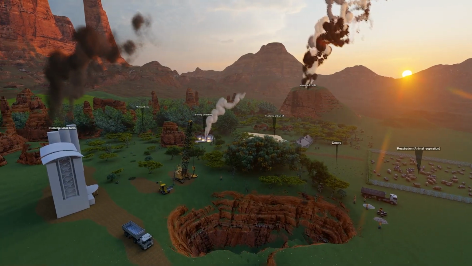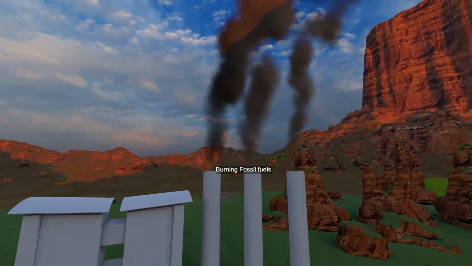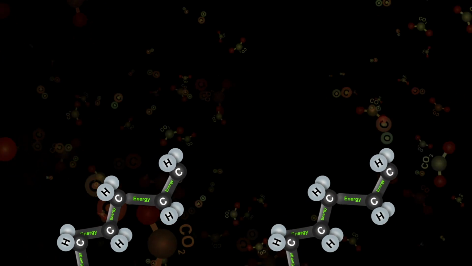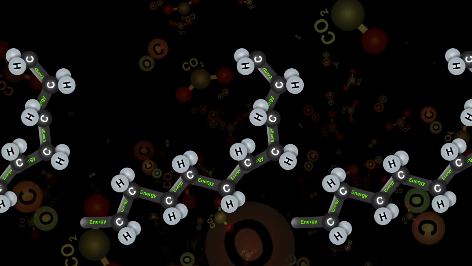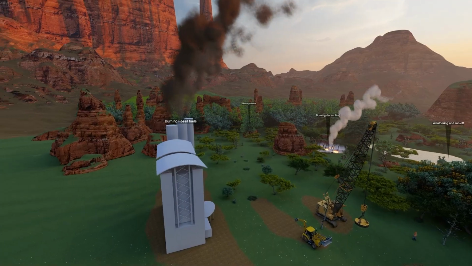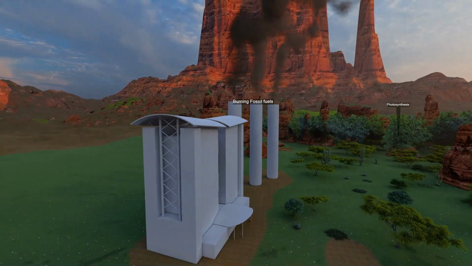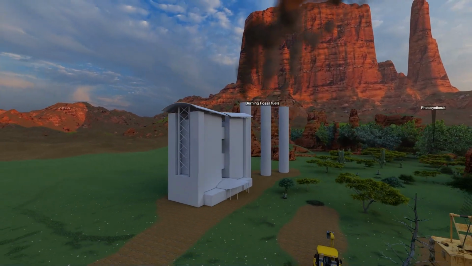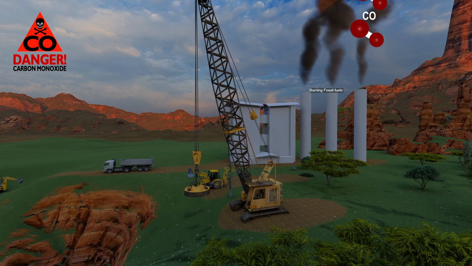Burning fossil fuels. In fossil fuels, the carbon is stored in long-chain hydrocarbons, and then through combustion with oxygen in our cars or in factories, the carbon is converted to CO2, which is released to the atmosphere. And in addition, several other byproducts are also produced through inefficiencies in combustion, like carbon monoxide, which are atmospheric pollutants.